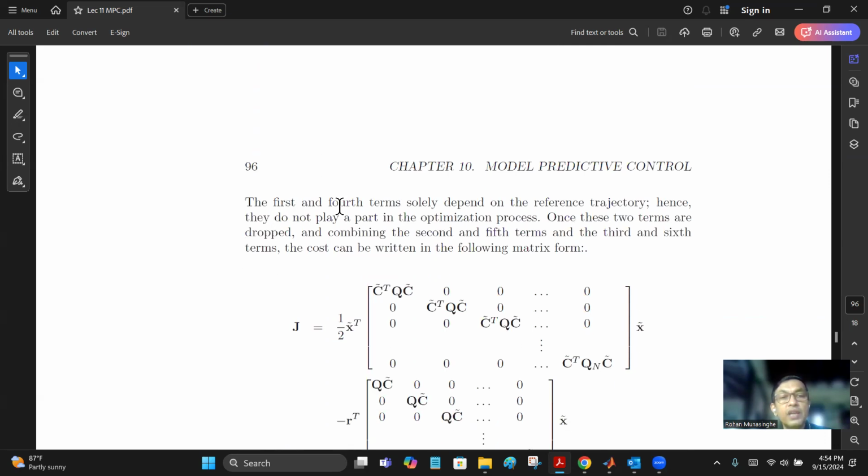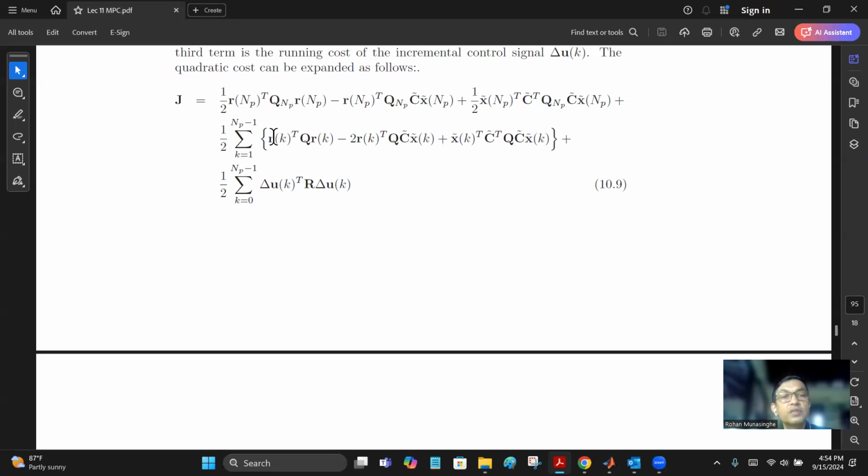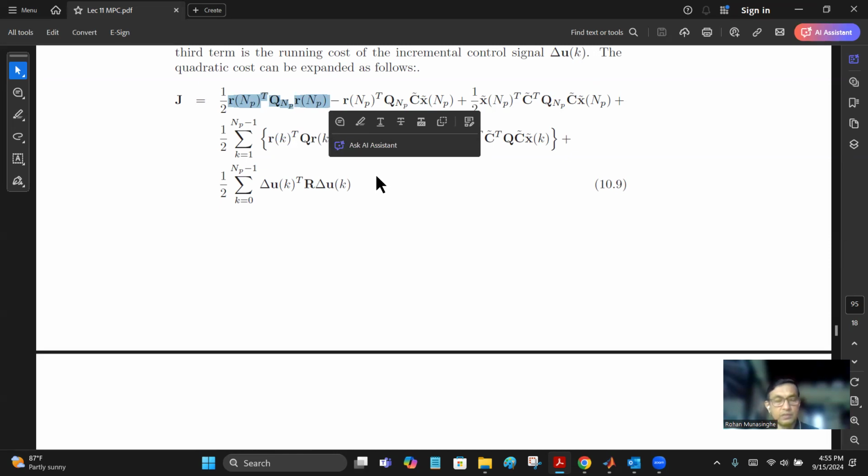There you can see the first and fourth terms solely depend on the reference trajectory. First and fourth terms, look at that one. The first term, second term, third term, and fourth term, right? So this one and this one, these two terms, they are constant because that is the r_k reference value. Here we don't think that the reference is changing. It's a fixed reference, right?